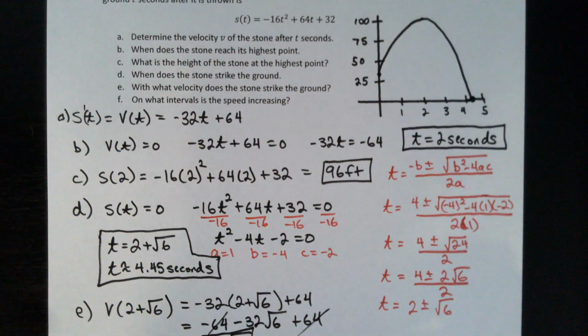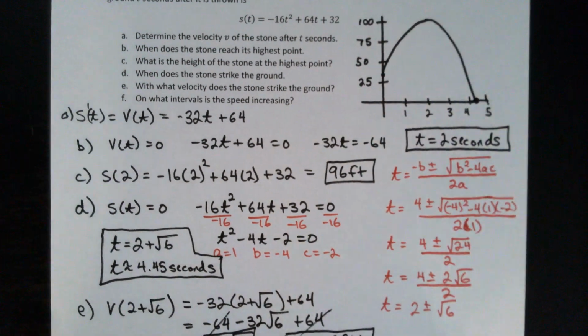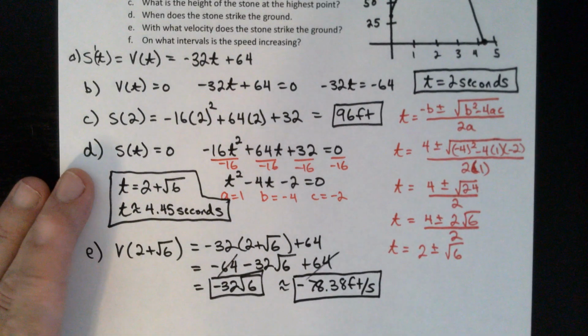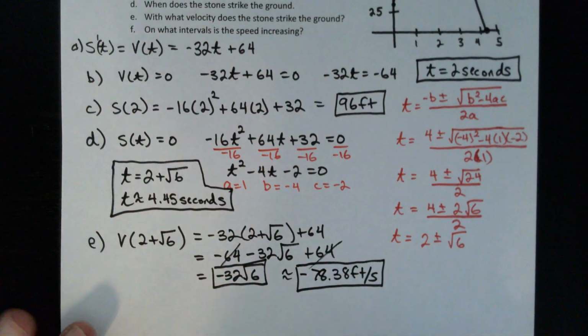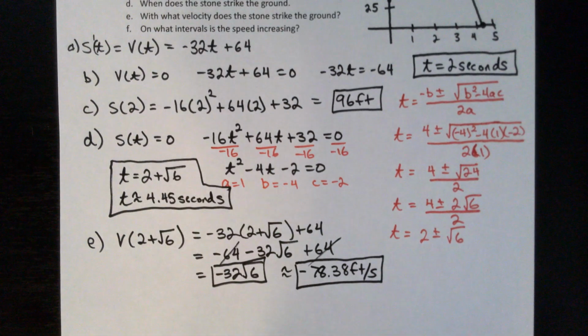And if we put that into the calculator, our estimated answer would be negative 78.38, and that's feet per second. So this is the estimated, rounded to 2 decimal places, and this is the actual answer. All right, last one. F, on what intervals is the speed increasing?